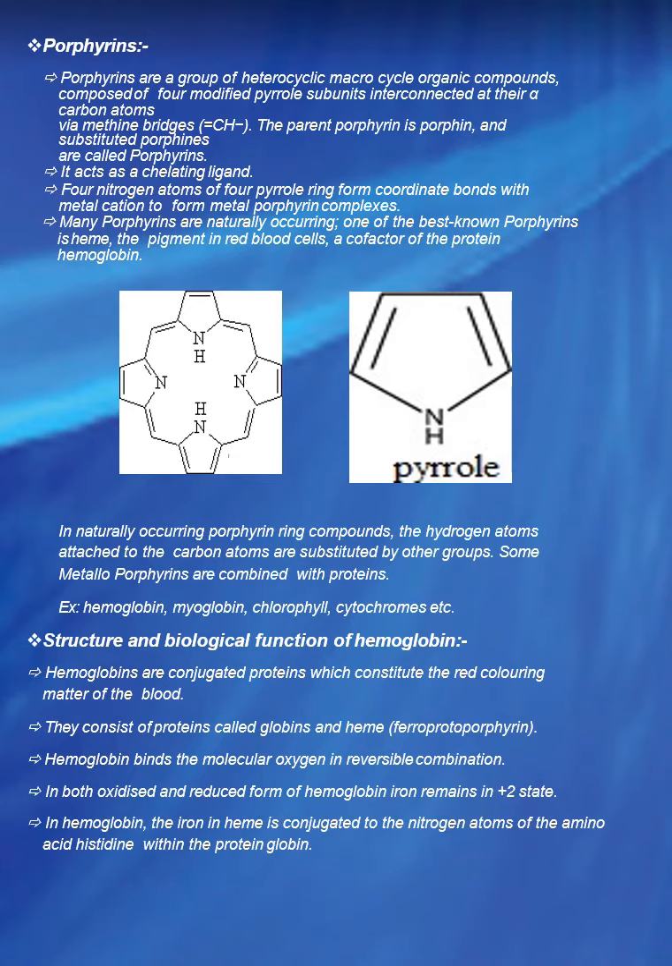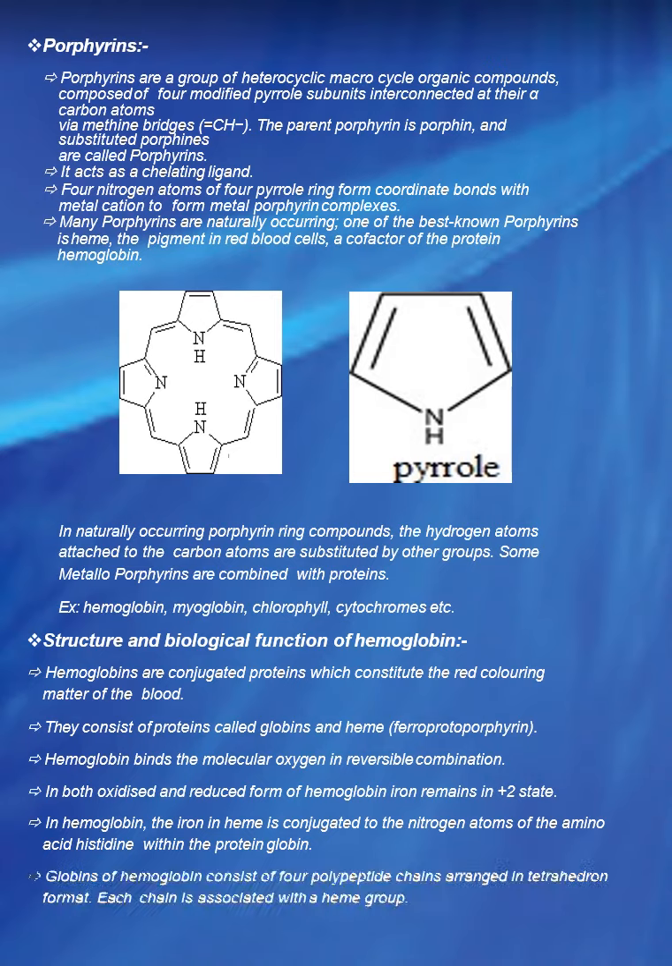is conjugated to the nitrogen atoms of the amino acid histidine within the protein globin. And globin of hemoglobin consists of 4 polypeptide chains arranged in a tetrahedron format, each chain with a heme group.